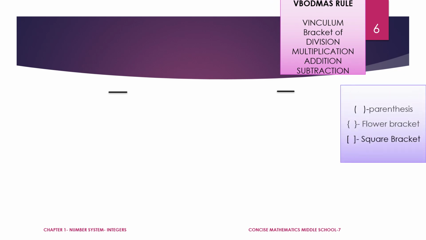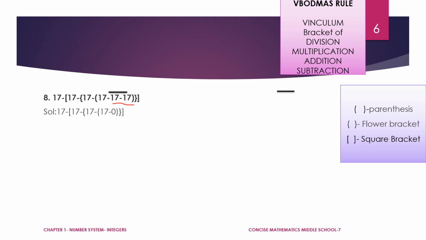Here is the VBODMAS rule, and here is the preference for the parenthesis and brackets. The 18th question, 17 minus 17 minus 17 minus 17 minus 17 minus 17. It is very easy actually. Here, do you have any vinculum? Yes, here is a vinculum. So you need to solve this 17 minus 17. 17 minus 17 becomes 0. Right? Now we have solved the integers under this vinculum.